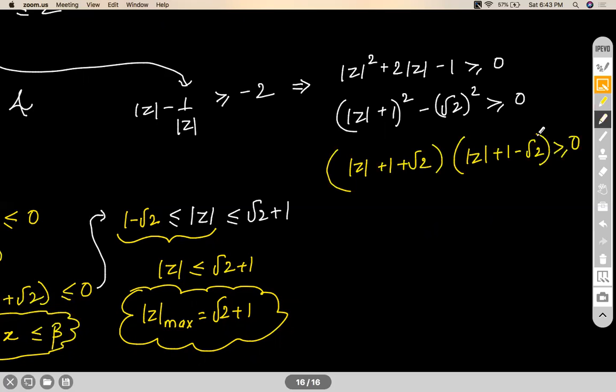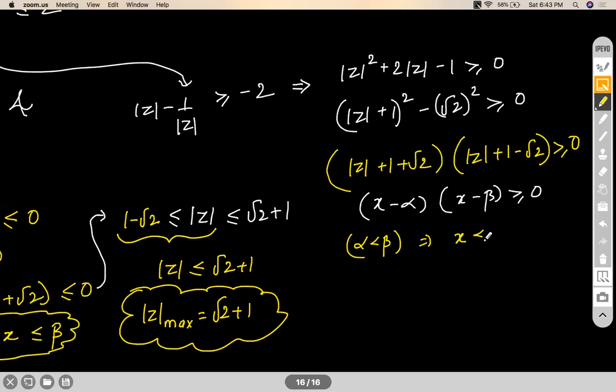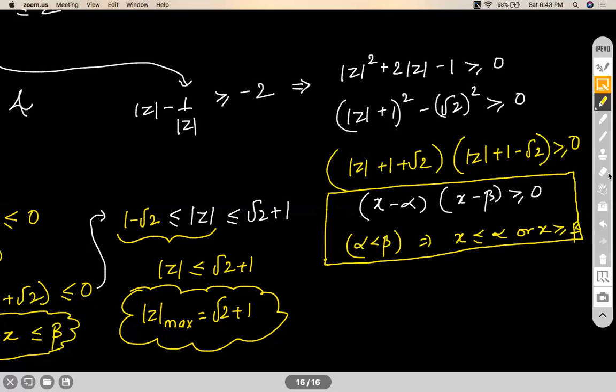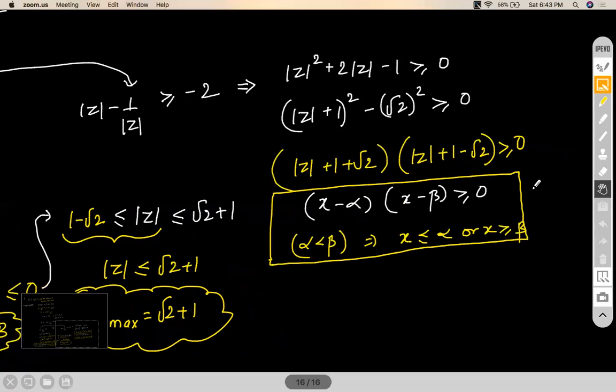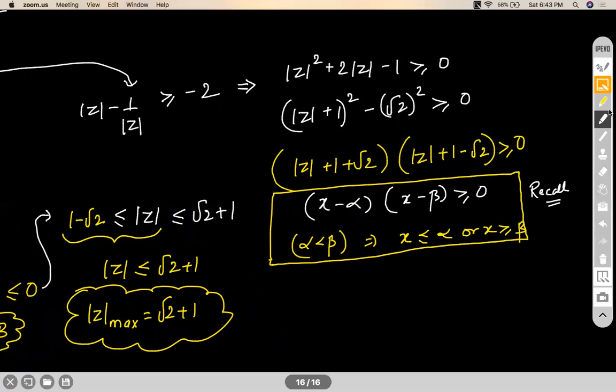So this is of the type (x minus alpha)(x minus beta) is greater than equal to 0. Let's say if alpha is less than beta, then the solution to this is x should be less than equal to alpha, or x should be greater than equal to beta. I hope everybody remembers this fact. Please recall this. We had done this in our linear inequations chapter.